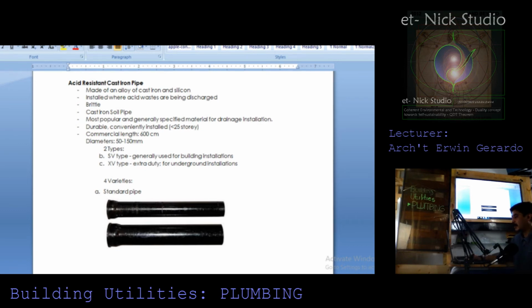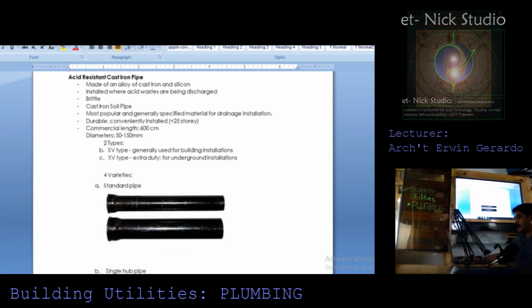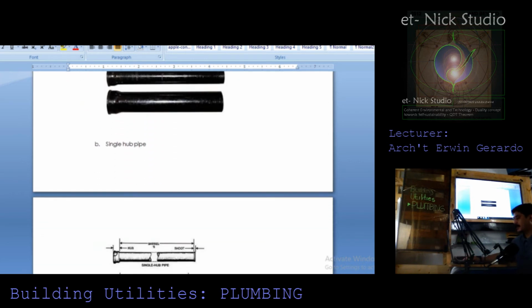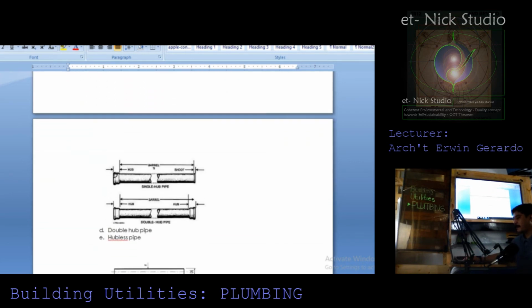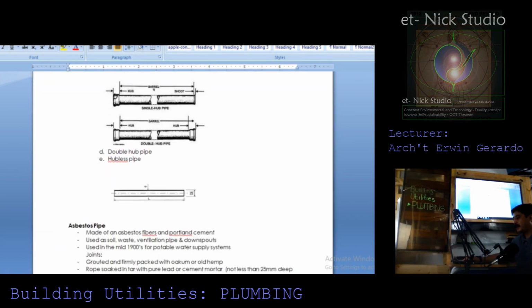There are two types of acid resistant cast iron pipe. SV type, generally used for building installations. XV type, extra duty for underground installations. So there are varieties of the standard pipe, as you could see: the single hub, the double hub pipe, and the double hubless pipe.